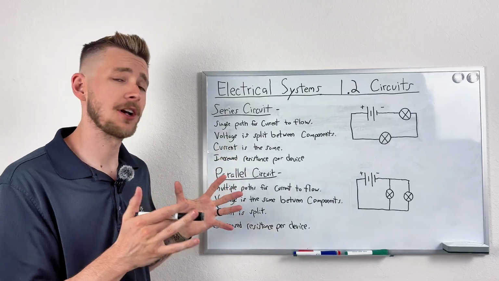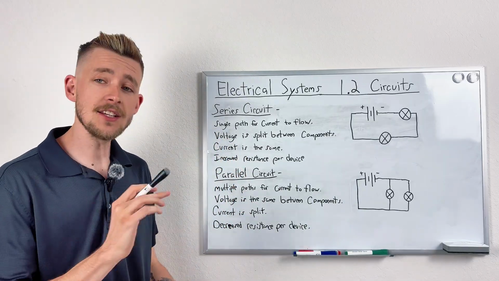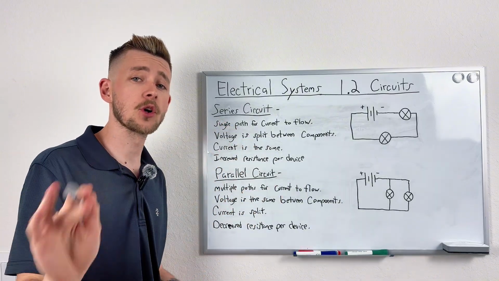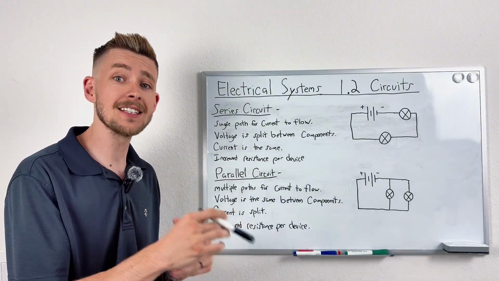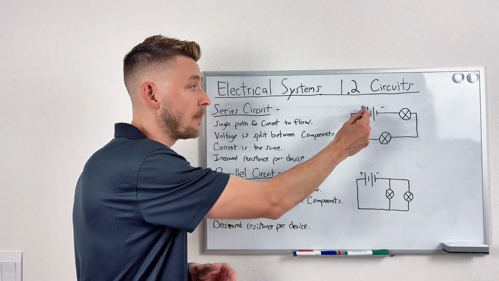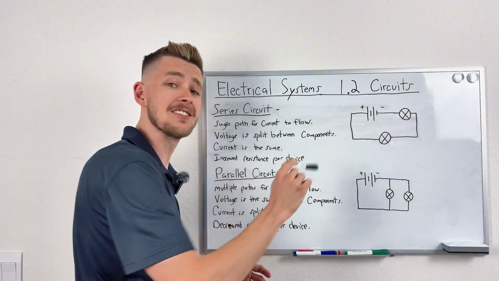When we're talking about circuits, we're going to have series and parallel circuits. When it comes to a series circuit, this is going to be a single path for current to flow. And in a conventional circuit, your current is going to flow from positive to negative on the potential. So for our battery right here, it's going to go from positive to negative. We're going to have one consistent flow.